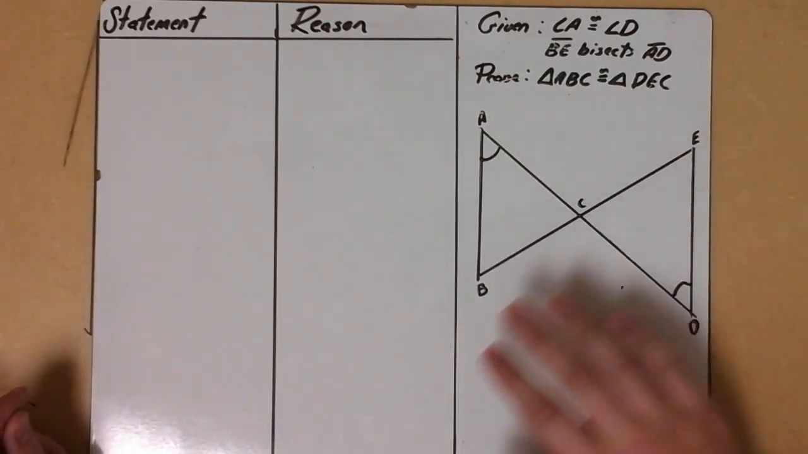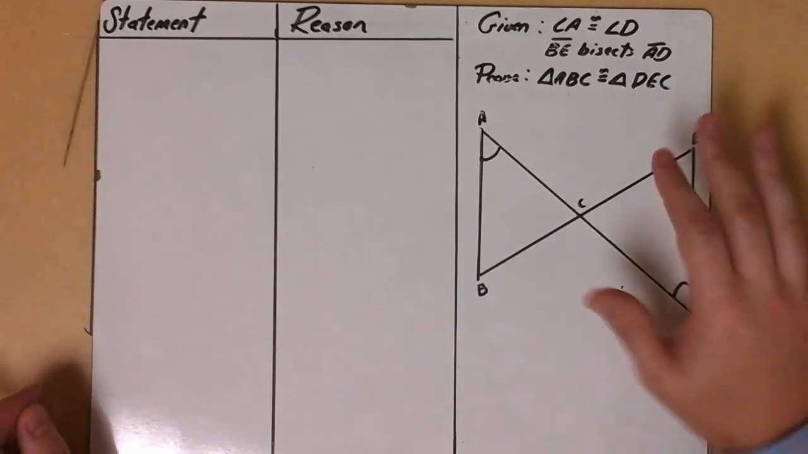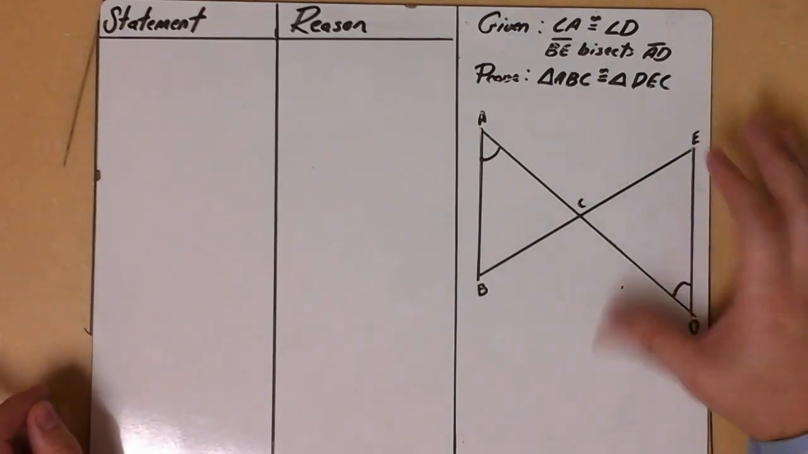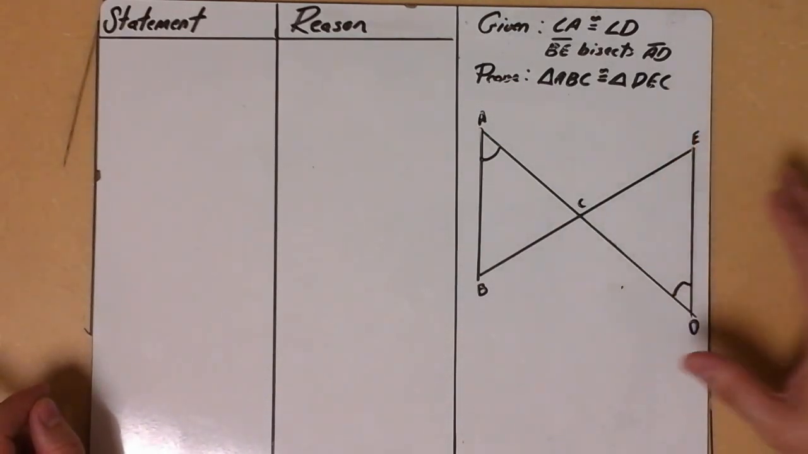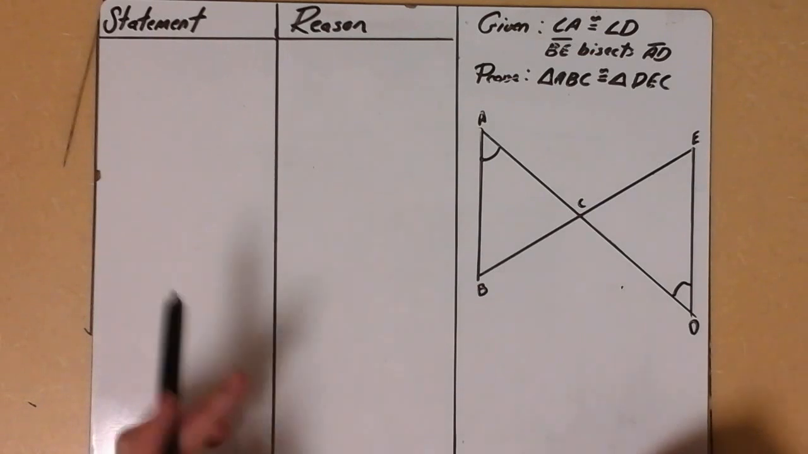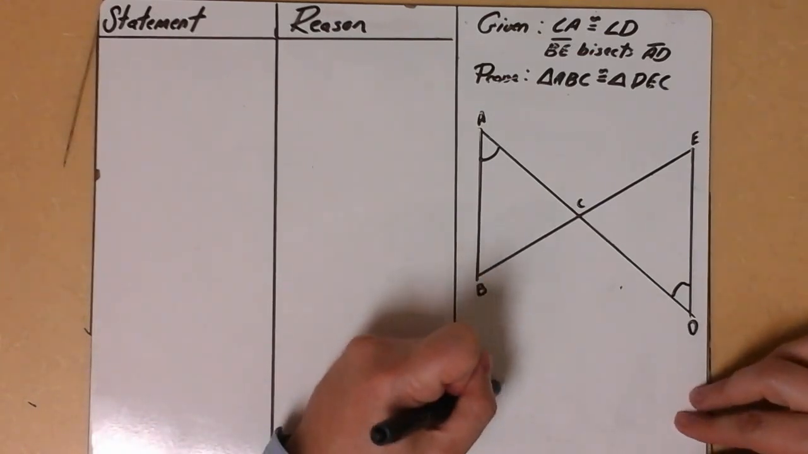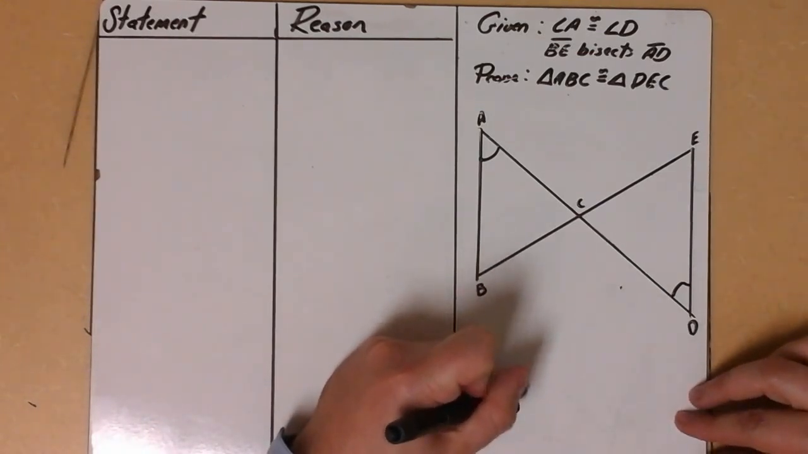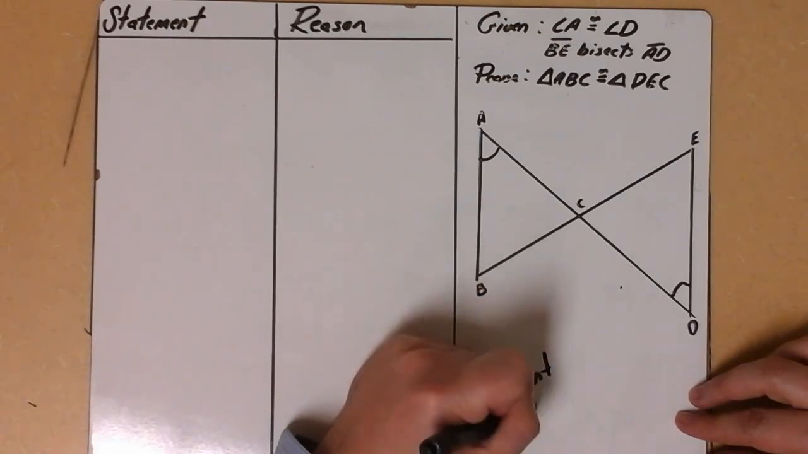In this case, these lines are bisecting each other. So this is actually a segment bisector. All right, what that means is I got two lines or two segments cutting each other in half. So this is a segment bisector. I'm going to write that down for you in case you want to write it down. Segment bisector.